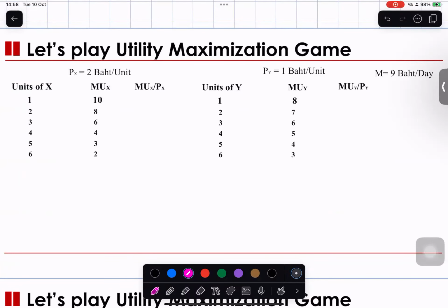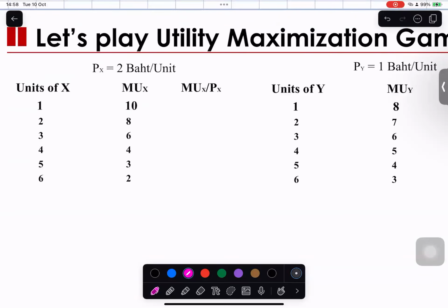Look at this game. Okay, we have good X and good Y here. We have marginal utility from X and from Y. What we're going to do next is generate TU columns for good X and TU columns for good Y. Total utility.